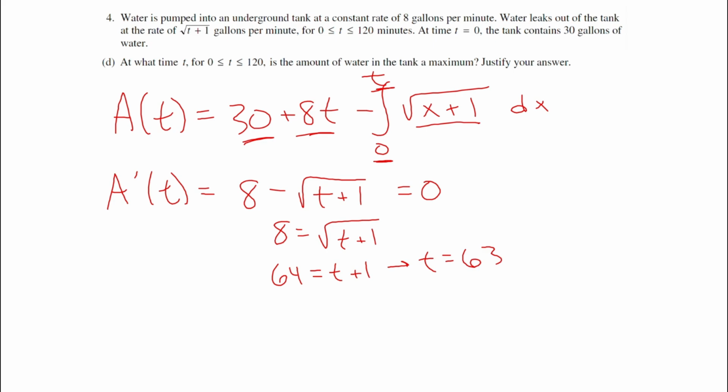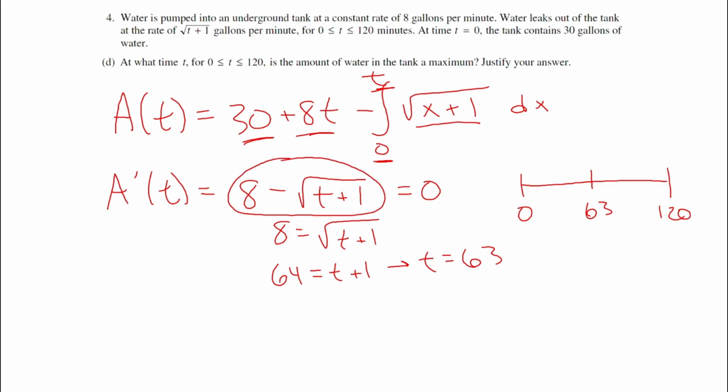So you could evaluate the amount function at 63 and at 0 and at 120 and see which one is the biggest. Or, better yet, we could just see if our derivative is positive or negative to the left and right of 63, since we only have one critical value for our derivative on that interval. So I think that'll be easiest. We'll just make a sign chart for A prime, putting 0, 63, and 120 on it. And if I pick something less than 63, like 1, and put it into my A prime here, I get 8 minus the square root of 2.